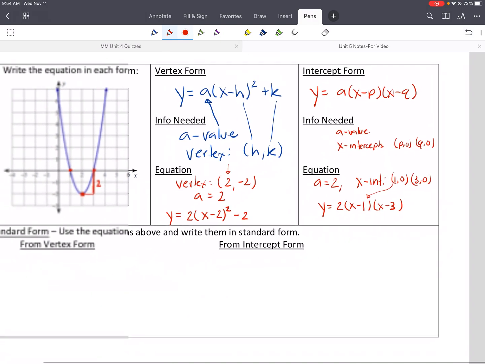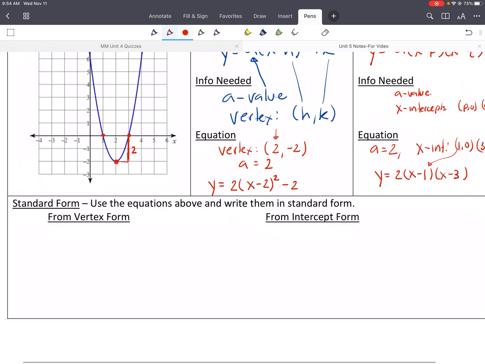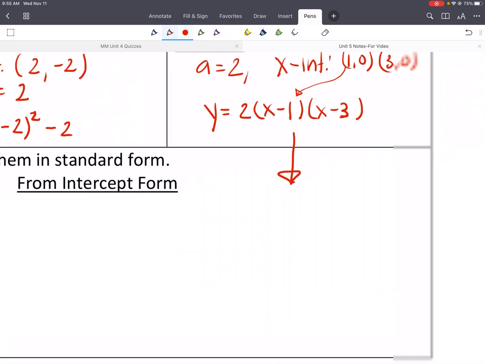All right, last but not least is standard form. So the easiest way perhaps to find standard form is by distributing, okay? So we will just distribute. You can distribute from vertex form, or we can distribute from intercept form. So I'll just do it from intercept form.